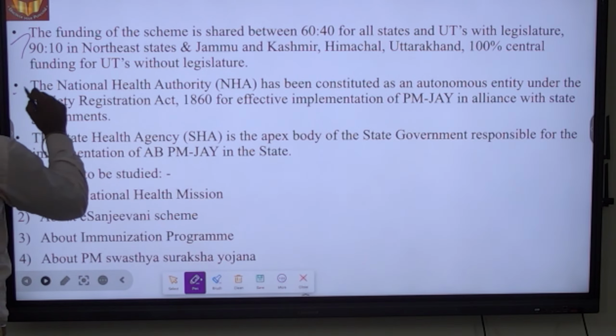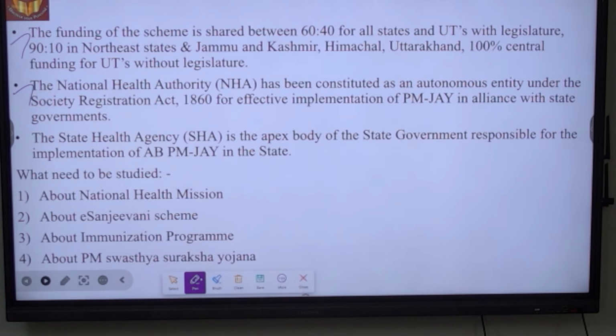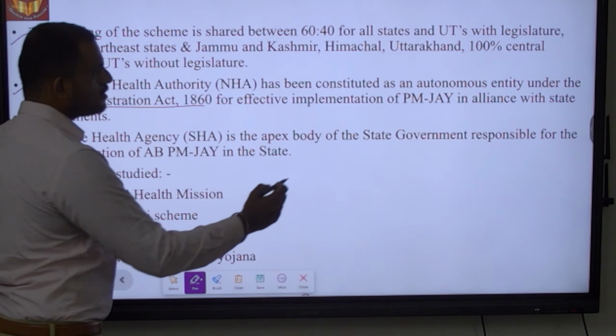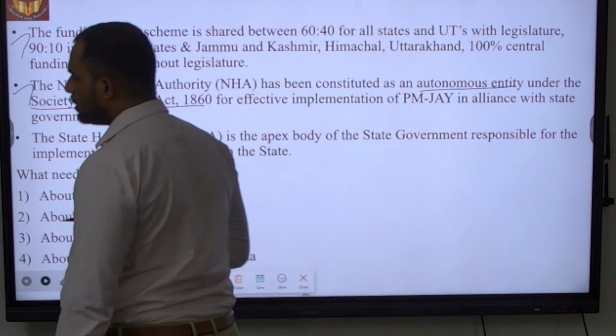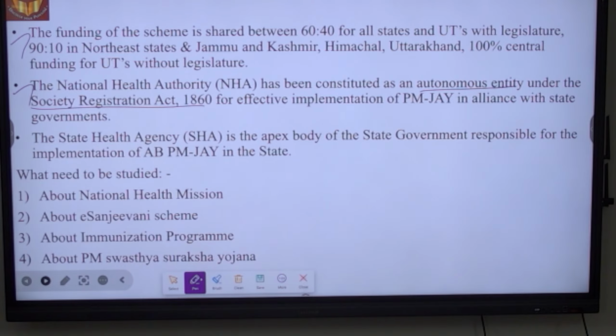The National Health Authority, an autonomous entity under the Society Registration Act, is for effective implementation of the Pradhan Mantri Jan Arogya Yojana in alliance with the state government. It is an autonomous entity, the apex implementing authority at the central level. In the case of state level, it is the state health agency, which is the apex body of the corresponding state government, responsible for implementing the scheme at the state level.